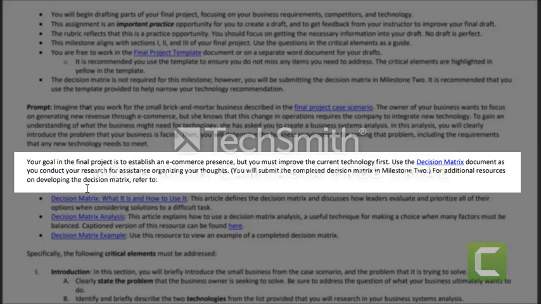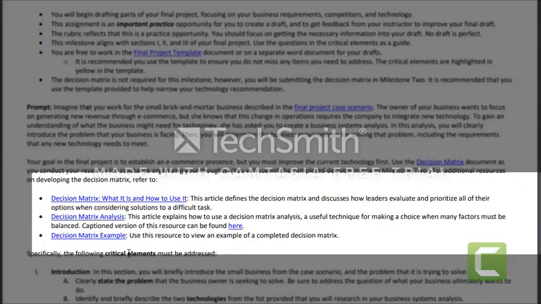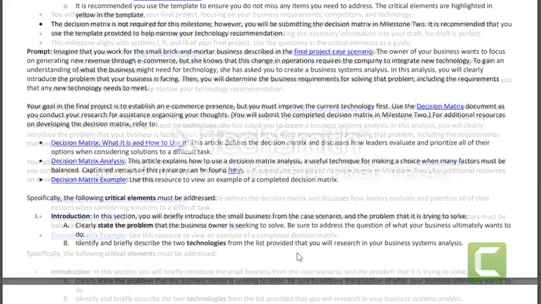You're going to use a decision matrix. Don't worry too much about that now because you're submitting a completed decision matrix in milestone 2. But for additional resources on developing the decision matrix, we have some really good examples right here. And when we get to milestone 2, I will go more into depth on another video regarding those.